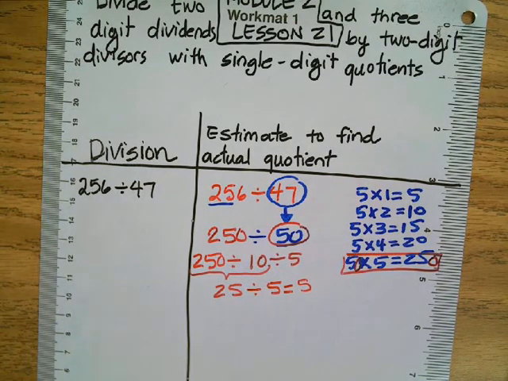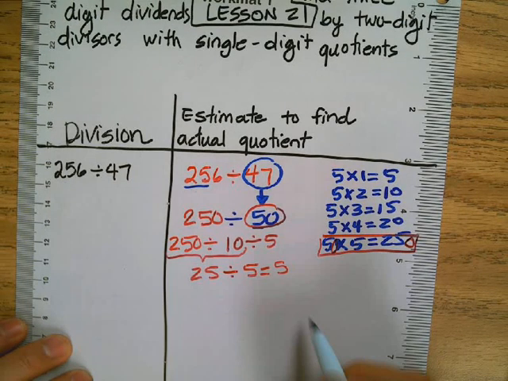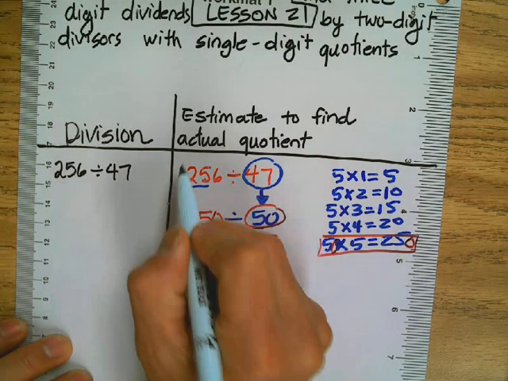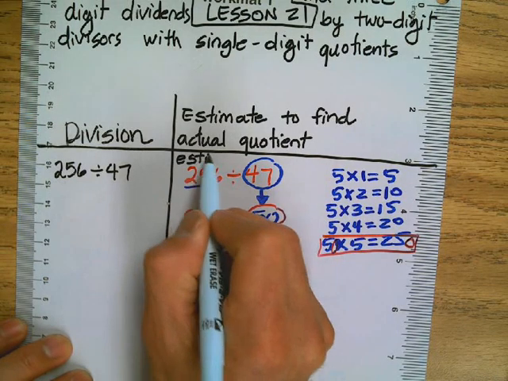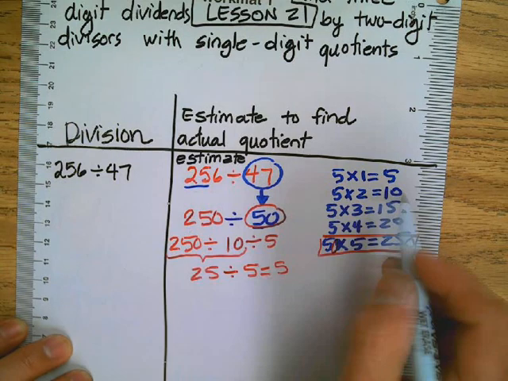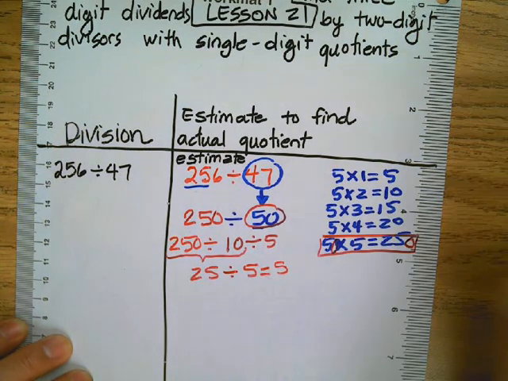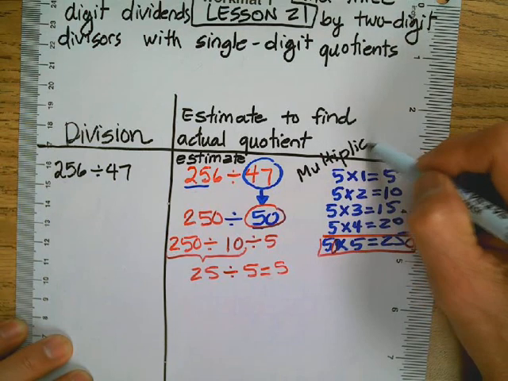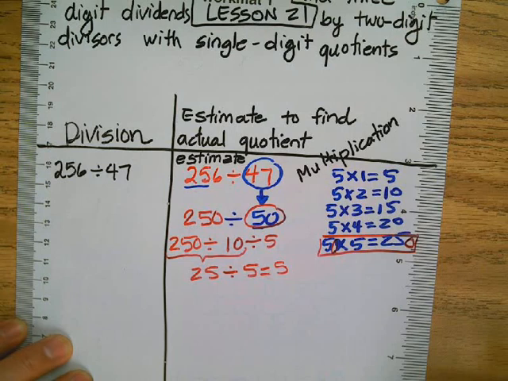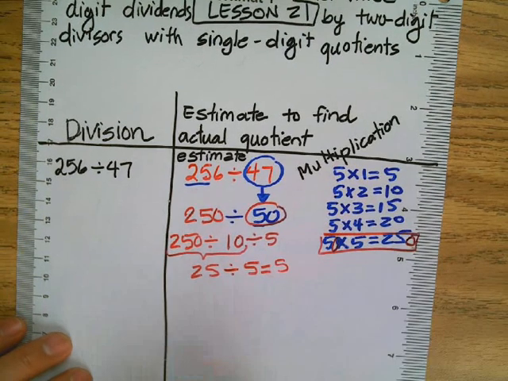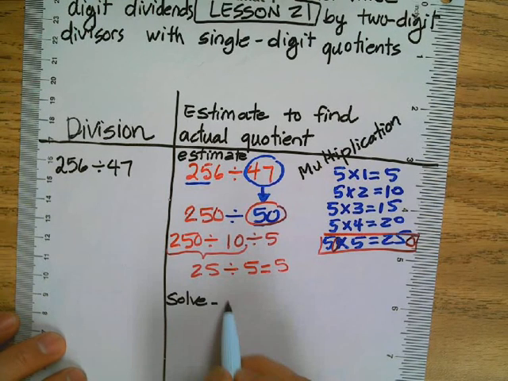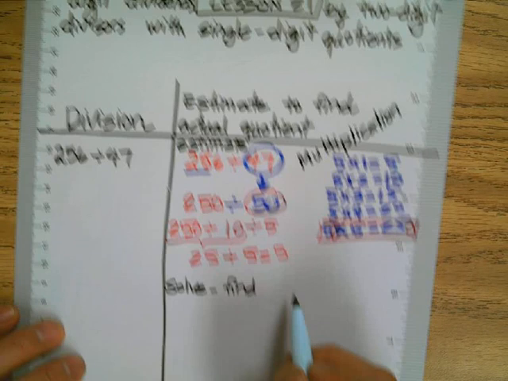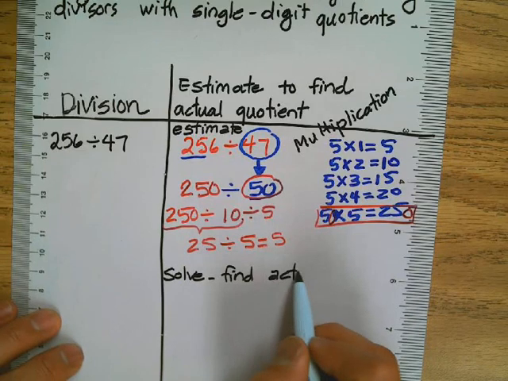Now, why do we do that? Well, here's the reason why we do that. Because now we can solve the division. So we estimate it here. Estimate. And then I use multiplication. See, a lot of students think that multiplication was never coming back. But it does come back, because it is essential that you know the multiplications. Now we're going to solve to find the actual answer. Okay, let me write this down. Find actual answer.